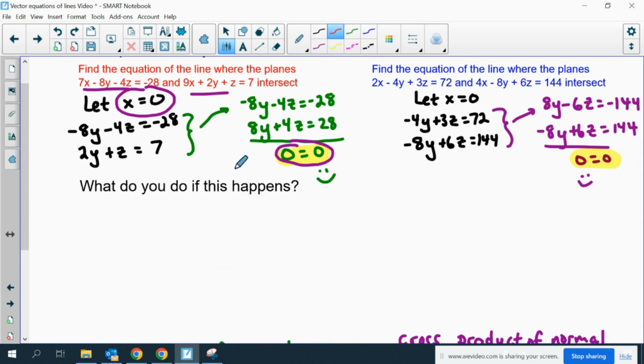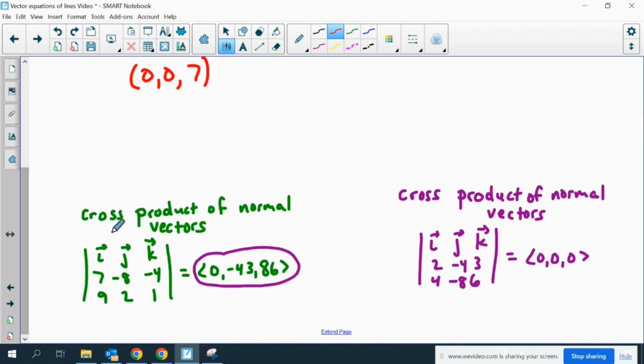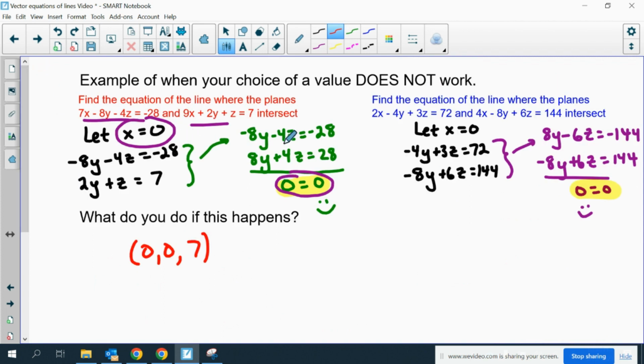Now, there's a lot of different things I could choose for y and z, but it's usually easier when you pick 0 for things. So 0, 0, 7 is going to be a position vector. Then I have my multiplier, and here is an equation of the line that works for these planes.